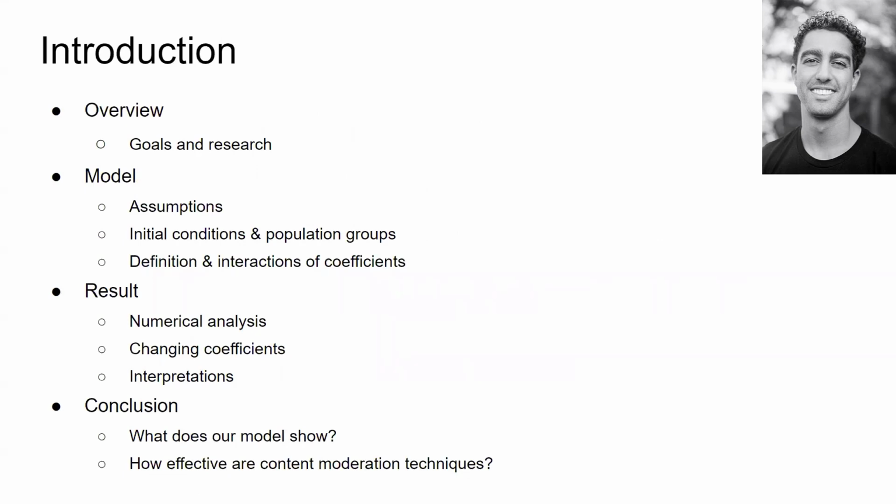Here's a brief introduction to the layout of our presentation. We'll begin with an overview of the goals and research that we established to build our models, and we'll dive into the model itself, discussing its assumptions, conditions, and coefficients. To assess the models, we'll then look at the results, especially qualitative analysis, the effect of changing the coefficients, and of course, how to interpret the results. To conclude, we'll answer the golden question: what does our model show? How effective are these content moderation techniques? And how accurately can we determine that? Which leads us into our overview.